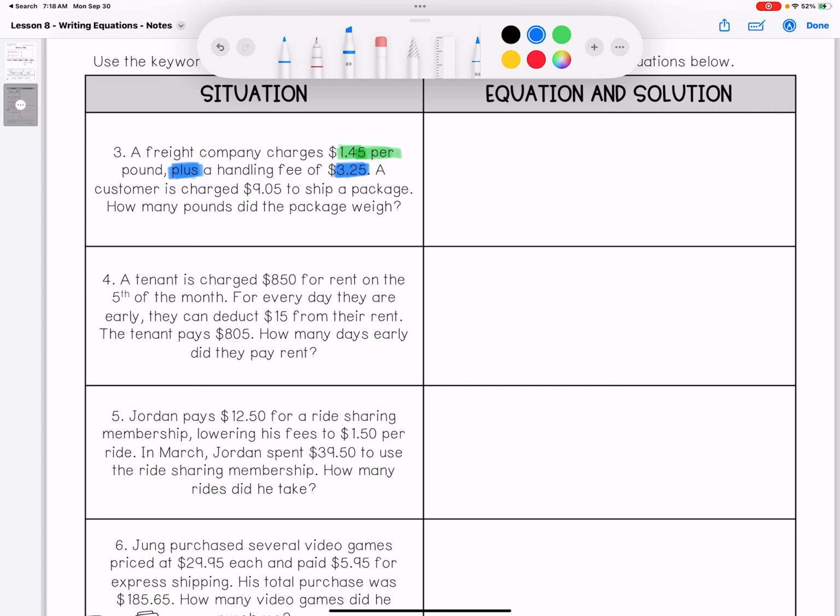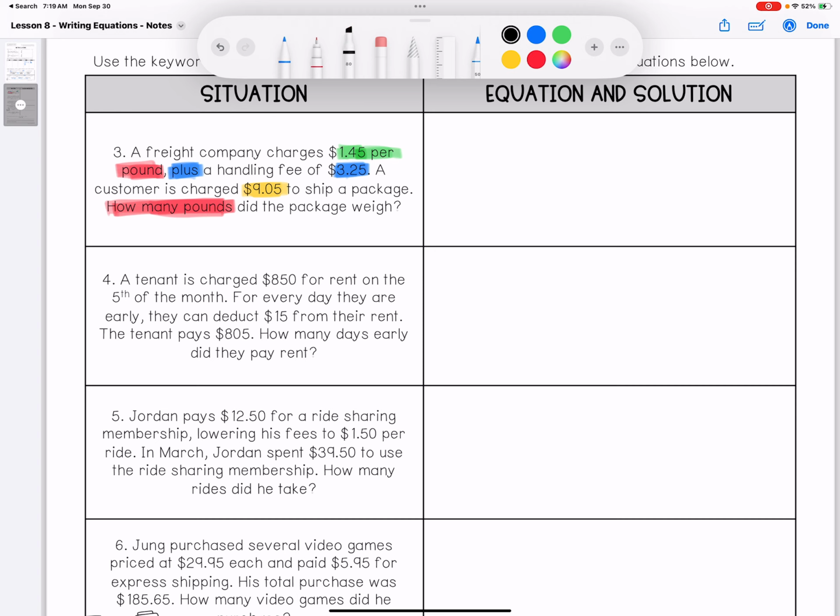A customer is charged $9.05 to ship a package. So that was the total. So where do you think that's going to go? Over there on the other side of the equal sign. So let's start it. Charged. And the last thing we need to know, what are we looking for? How many pounds? And that is right there. So what do you think pounds is going to be?